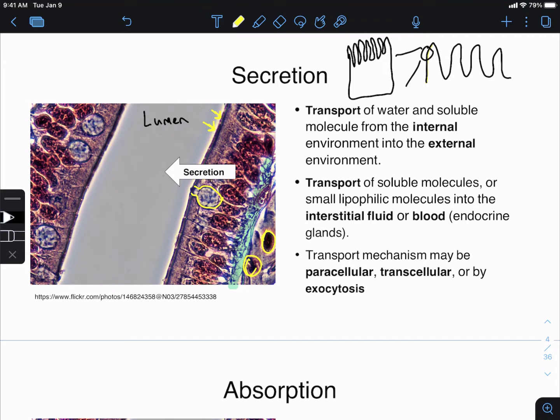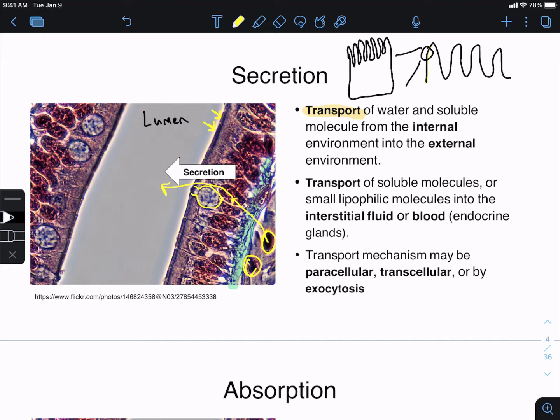Secretion involves the transport of substances from the cell into the lumen. And these substances might come from the blood. If that's the case, they're going to go from the blood, so from these capillaries into these cells, and from the cells into the intestines, into the lumen of the intestines. So that's one form of secretion.